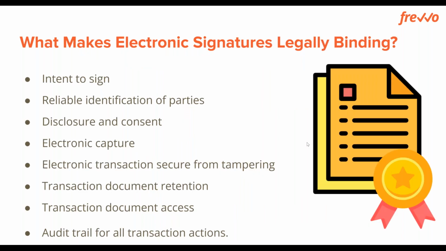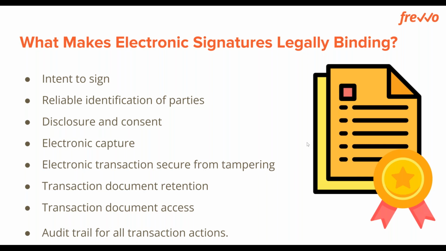Now, there's a few other criteria that come into play with these laws that make a signature legally binding. One is intent to sign. So typically a user has to physically click a button, make a mark, do something to indicate an intent to sign. It cannot be a passive process. Reliable identification of parties, of course, is very important. We need to know that who is signing is who they say they are.